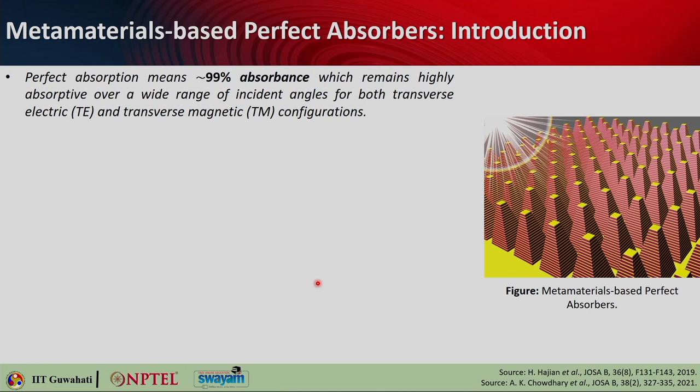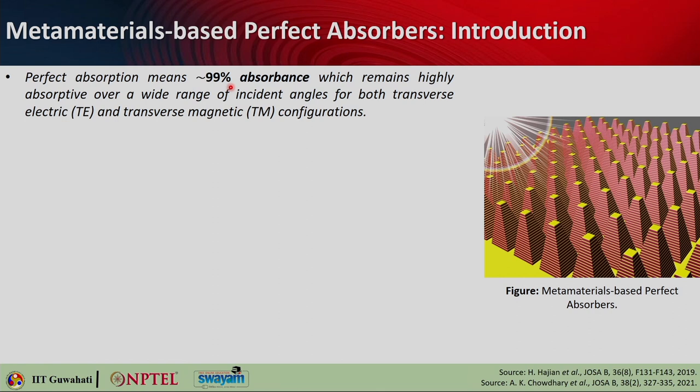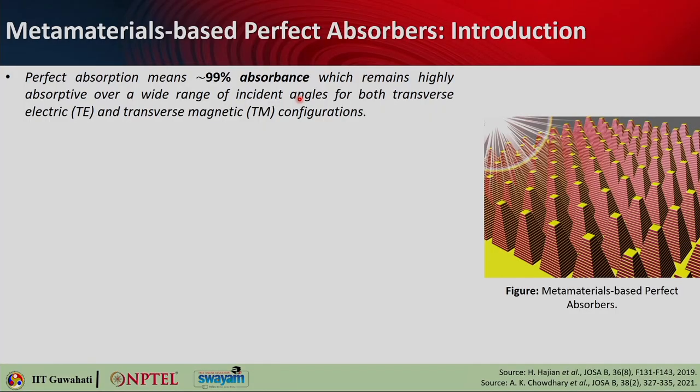Now, what do we mean by perfect absorption? We typically call a perfect absorber when it is close to 99% absorption, okay, and it remains highly absorptive over a wide range of incident angles, okay, for both TE and TM polarizations. So if you recall our previous discussions, at larger angle, at glazing angle, you usually have larger reflection, but in that case your light will not be that strongly absorbed. So at larger angle, there is a possibility of absorption getting reduced from 99%, but still it should be at least more than 95% or so, okay.